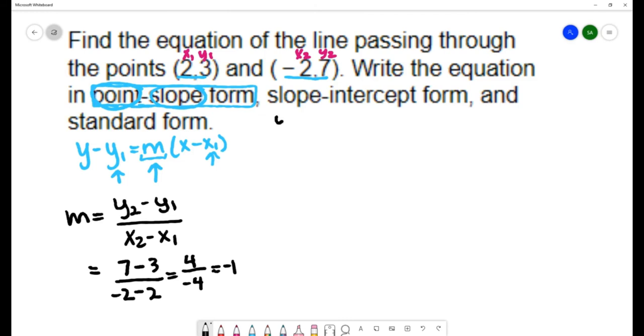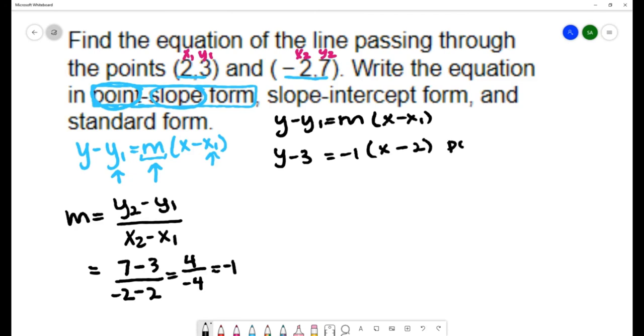Using y minus y1 equals m times x minus x1, I'll substitute in the slope of negative 1, and I'll use the point (2, 3). y minus 3 equals negative 1 times x minus 2. So we have the point-slope form.